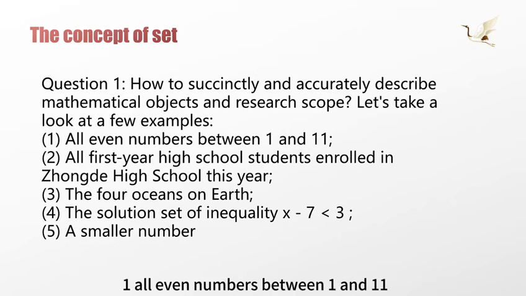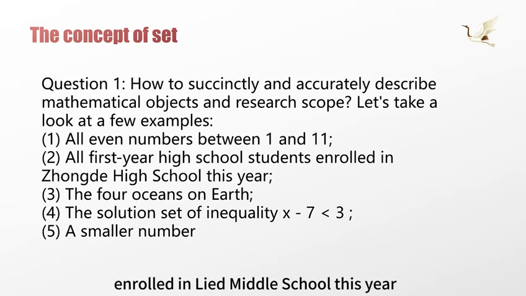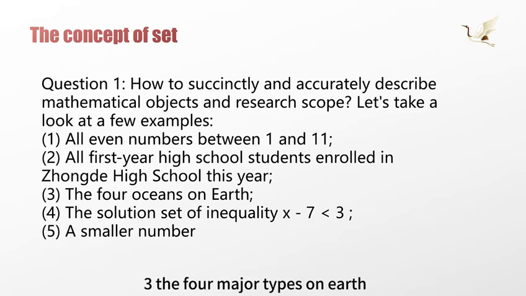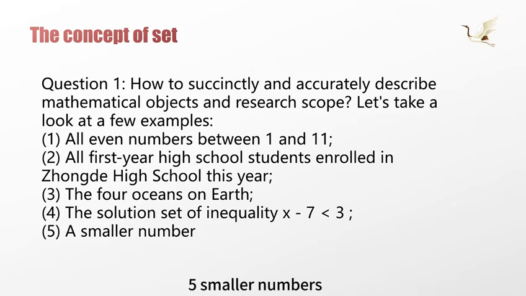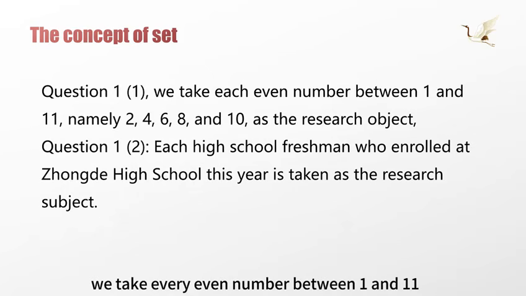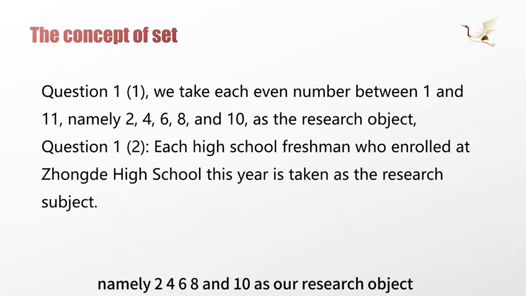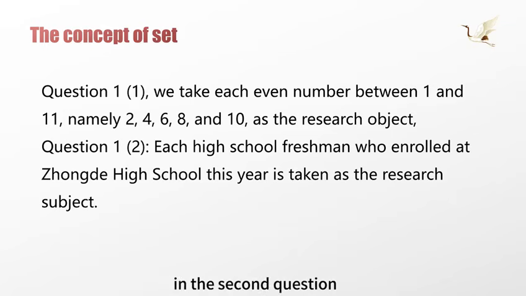1. All even numbers between 1 and 11. 2. All first-year high school students enrolled in Lyde Middle School this year. 3. The four major oceans on Earth. 4. The solutions of the inequality x minus 7 is less than 3. 5. Smaller numbers. In question 1, we take every even number between 1 and 11, namely 2, 4, 6, 8, and 10, as our research object. In the second question, every high school freshman who enrolled at Lyde Middle School this year is our research subject. How do we express this in mathematical language?